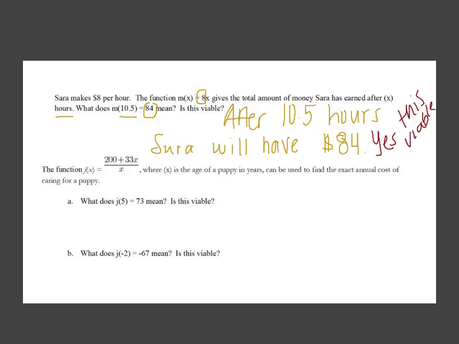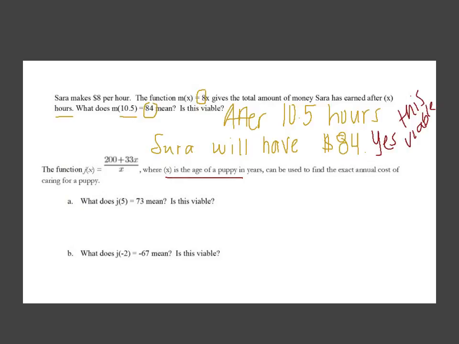Next one says the function j of x equals 200 plus 33x over x, where x is the age of the puppy in years, can be used to find the actual annual cost of caring for a puppy. We need to figure out what j of 5 equals 73 means.